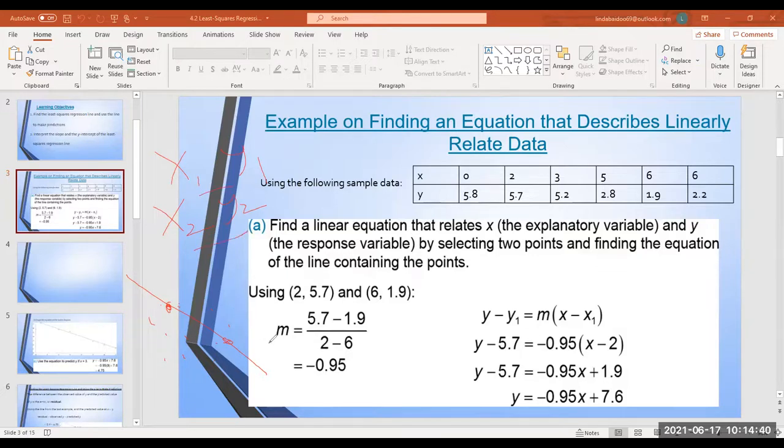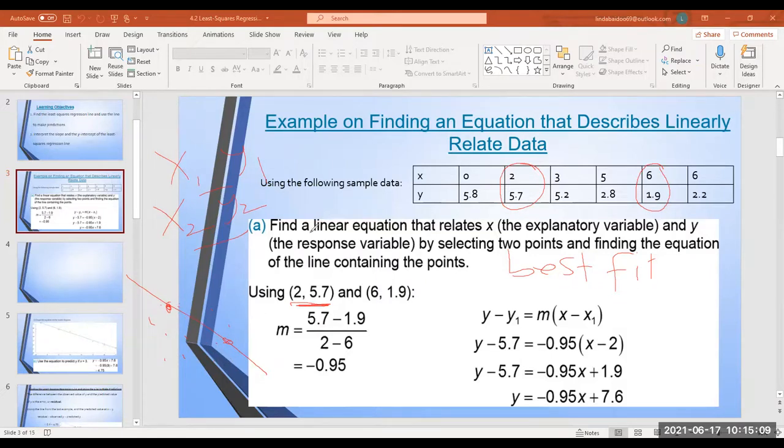So in my case, at home, you can try and sketch the scatter diagram. You realize that if you have drawn a line through it, these 2 points would lie close to that line. We call them the best fit. So these 2 points which I've chosen here, that is 2 and 5.7, and then 6 and 1.9, would lie on a straight line, or if not on it, very close to that straight line.